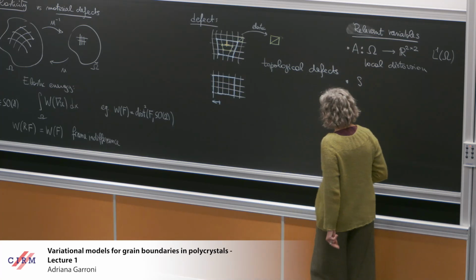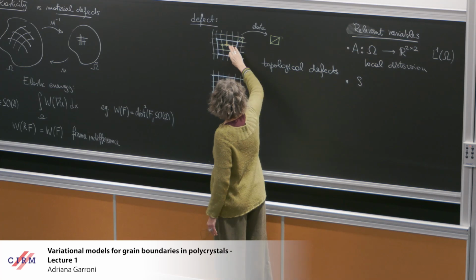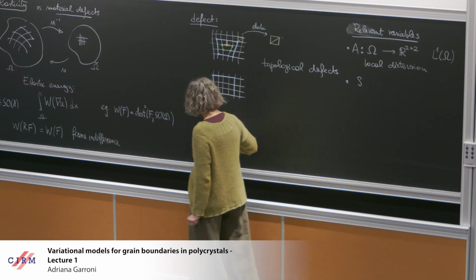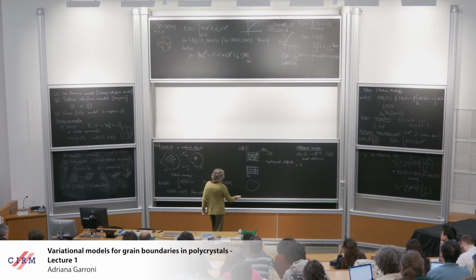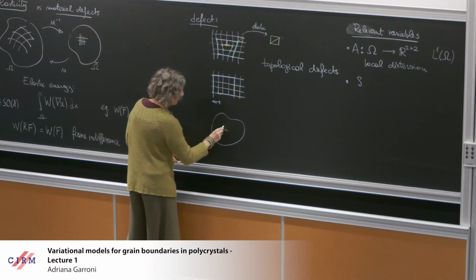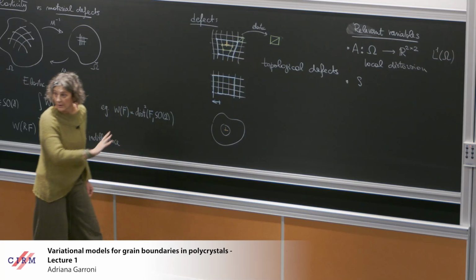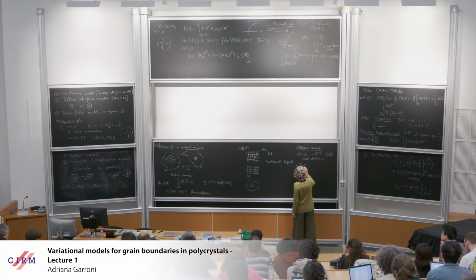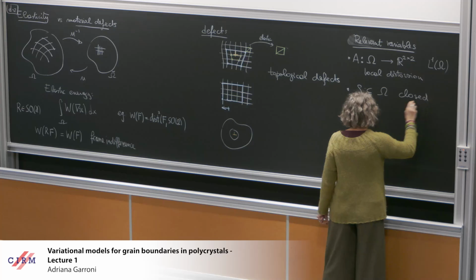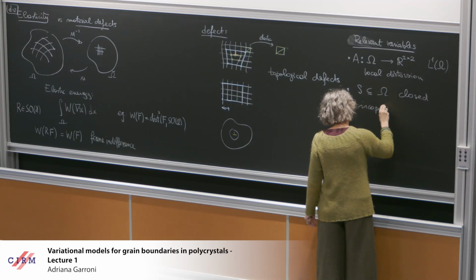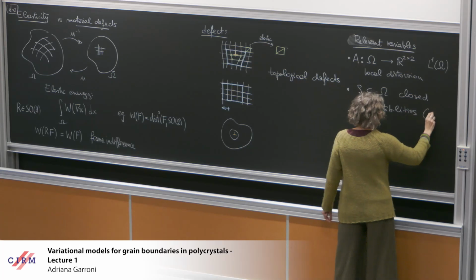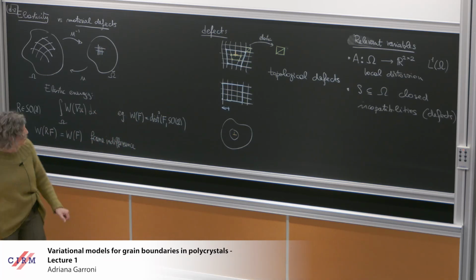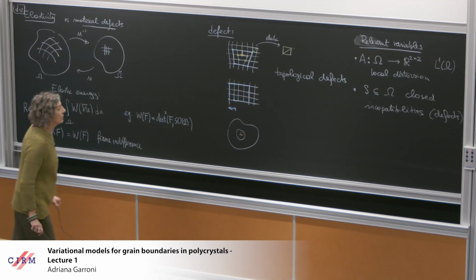And then there is a set that I call S, which is the set of incompatibilities, which in this picture would be a neighborhood of this point. So in a continuum model, you should imagine that you have your domain, and then there is a point in which there is a problem. Outside this point, you have a perfect map, an affine map or a continuum map, and inside this point there is this set, which is a closed set: the incompatibilities, the defects, which in this picture is a neighborhood of this T shape.